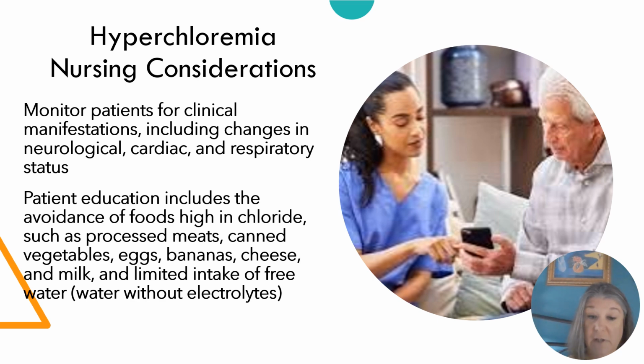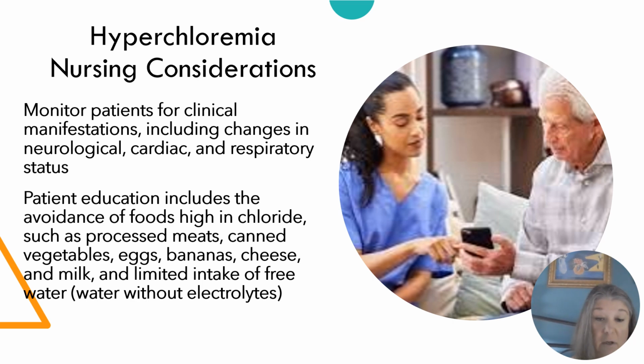Nursing considerations. So we're going to monitor for all the things, neuro, cardiac, respiratory. When chloride is off, something else is off. So you have to take into consideration those other signs and symptoms. Usually think potassium and sodium when you think chloride. Those are going to be out of balance with chloride.